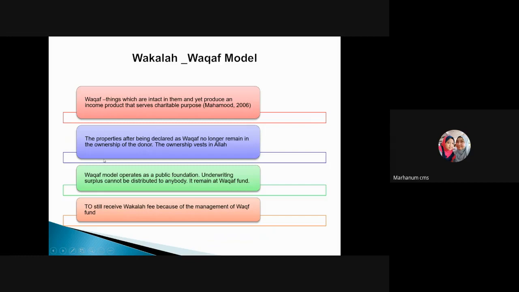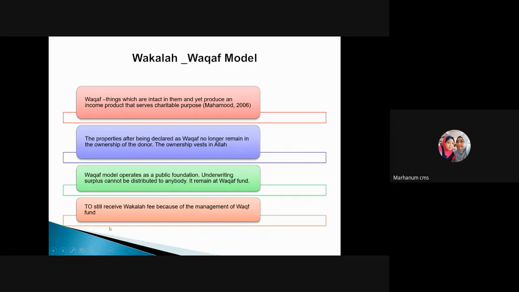So the wakaf model operates as a public foundation, and underwriting surplus cannot be distributed to anybody because now the ownership no longer belongs to the people. It belongs to God. So it remains as wakaf fund, based on God's discretion. That fund must be given to the needy, which means not only the takaful participants but the whole community or society. That is why when the wakaf element is practiced in takaful, it will bring a lot of issues, because wakaf belongs to God and God wants to help anybody.